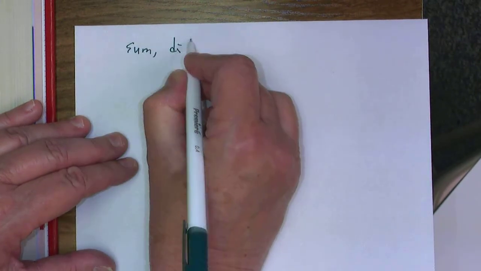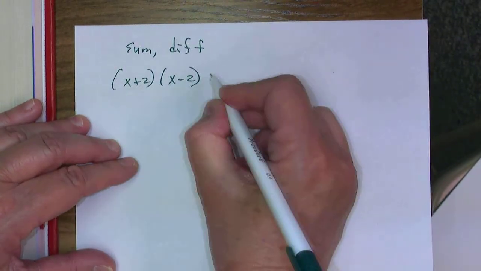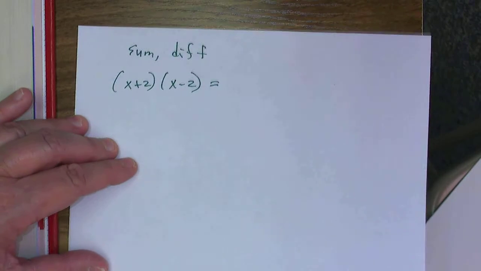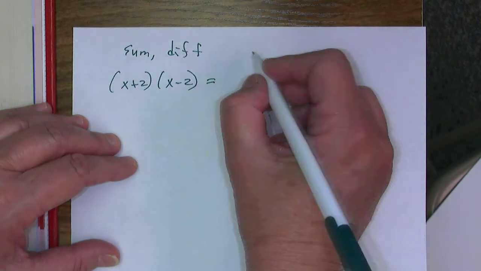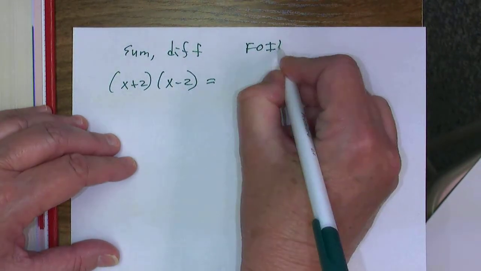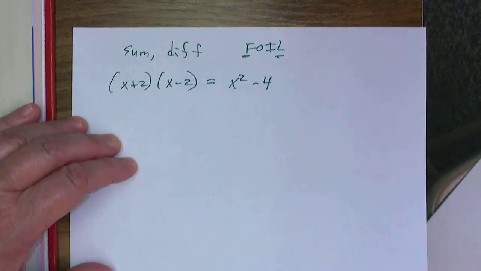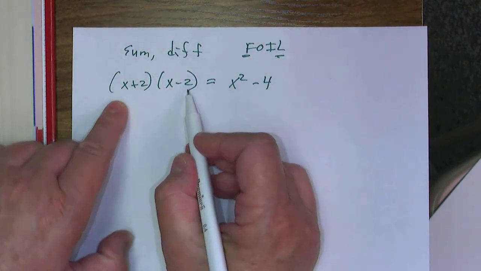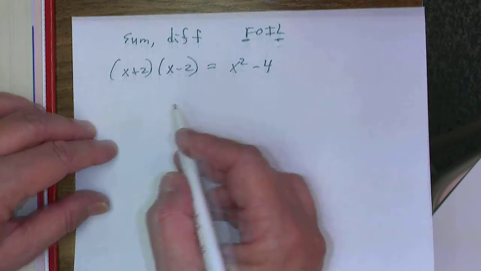Then we did have some special products. Remember the sum and difference? Like x plus 2 times x minus 2. Now you can always do it by FOIL. The middle terms are going to cancel each other out, the outers and inners. That's why we learn the special product. You basically just square the first minus the square of the second one. Because if you do the FOIL, you'll get minus 2x plus 2x, so they cancel each other out.